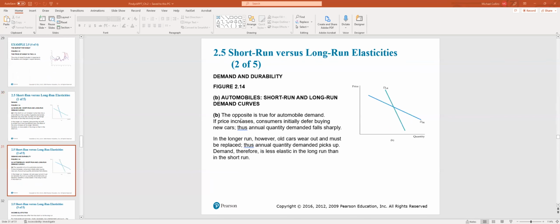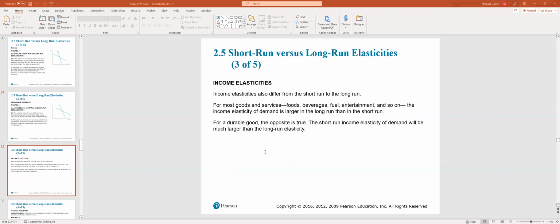Automobiles, short run and long run demand curves. The opposite is true for auto demand. If price increases, the consumer will initially defer the purchase. Thus, annual quantity demanded falls sharply. So, they can't raise the price of the Honda Civic by 10K without demand falling. But they can do that with gasoline, theoretically. In the longer run, however, older cars wear out and must be replaced. Thus, annual quantity demanded picks up. Demand, therefore, is less elastic in the long run than in the short run. So, you can defer the purchase of a car, but you'll still always need it.